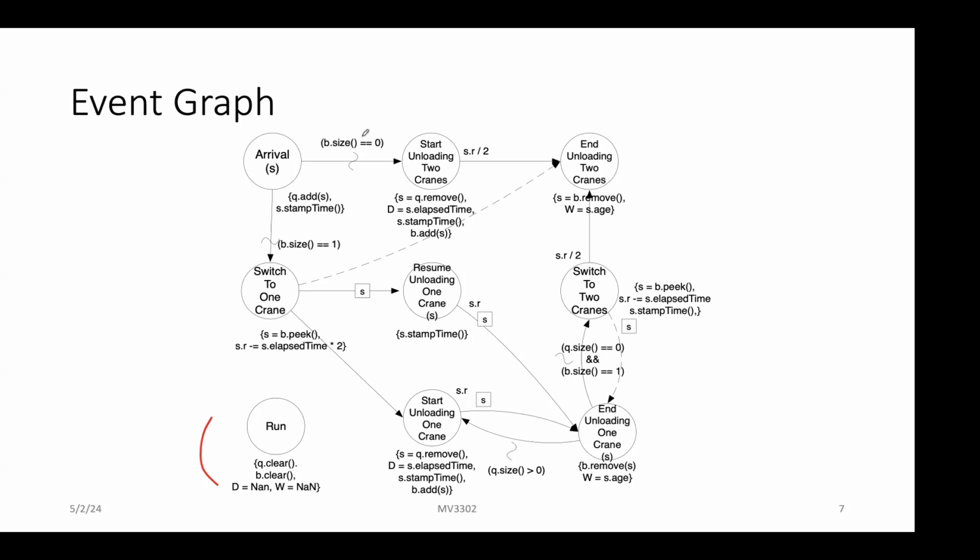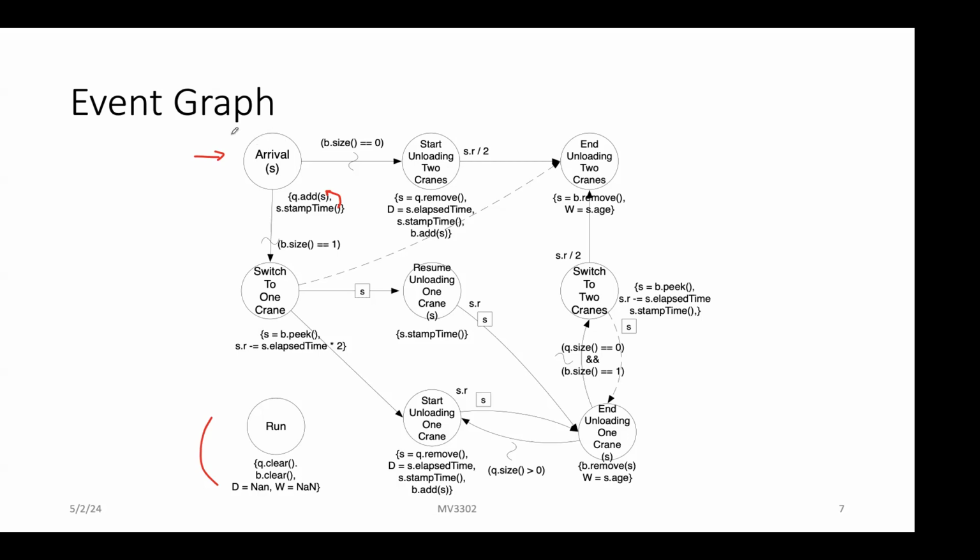Okay, so we've done that, and now we have this plate of spaghetti here. So let's try to twizzle it out. Oops, and these actually should be reversed, by the way. We need to stamp the time before we add it. You don't want to stamp it after. I don't know why it did it after. Okay, so the arrival of a ship, we add it to the queue. All right, so that makes sense.